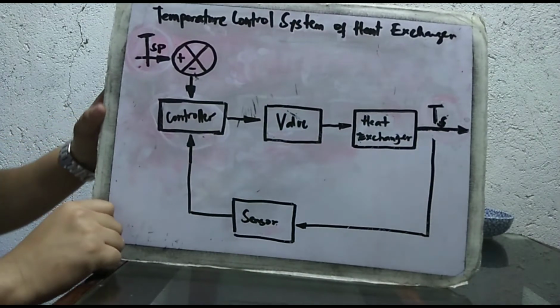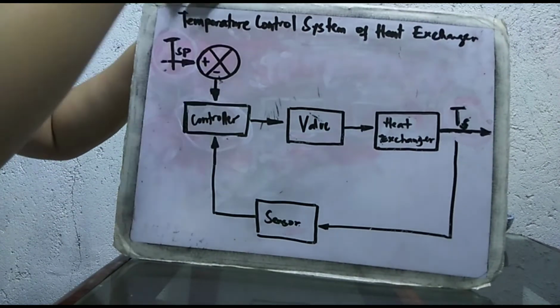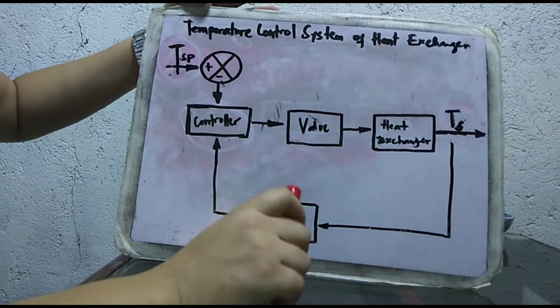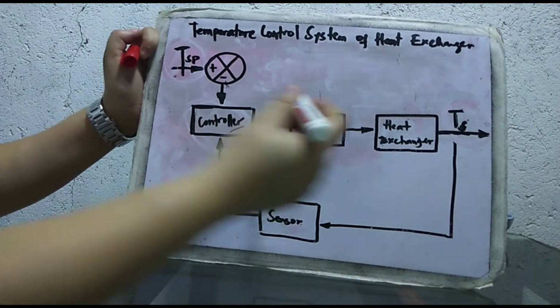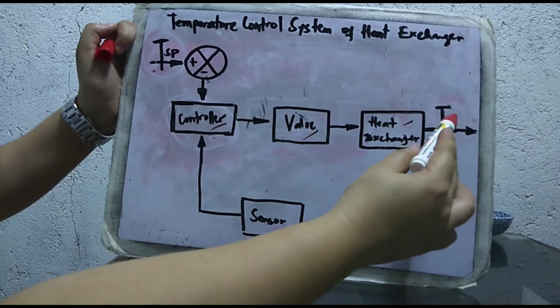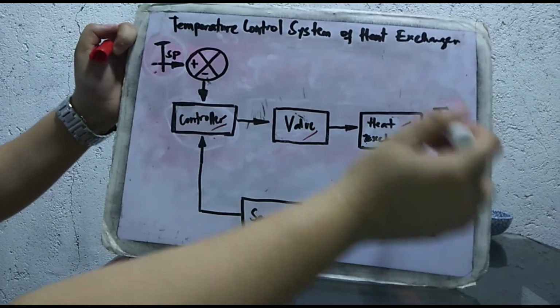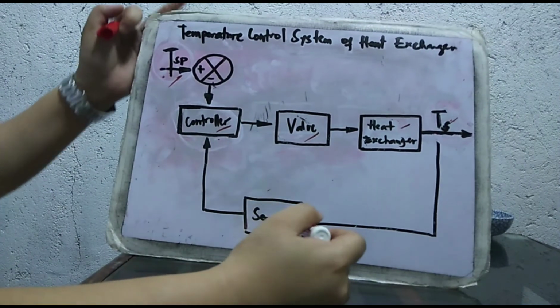So good day everyone, we have here the block diagram of the temperature control system of a heat exchanger. So we have here the controller, valve, heat exchanger, actual temperature, our desired temperature, and of course our sensor.